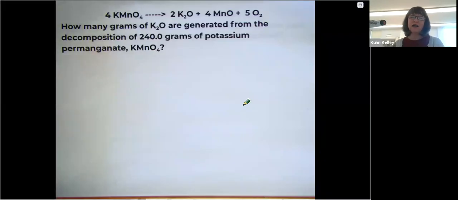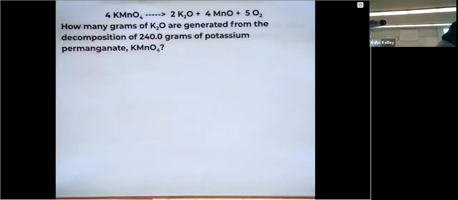Good morning. Today I am going to do a brief lesson on stoichiometry. We are doing mass-to-mass stoichiometry problems. And I'm going to teach this in class as well, but I thought I would make this as a resource in case you needed an additional explanation.